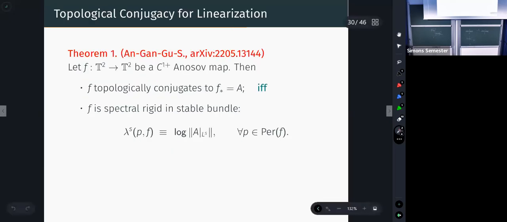Now, that's our first result, which gives necessary and sufficient conditions telling you when an Anosov map is topologically conjugate to its linear part. This is equivalent to your unstable bundle being integrable, if and only if you are spectrum rigid in the stable bundle. That is, at all the periodic points of F, the Lyapunov exponents in the stable bundle are equal to the Lyapunov exponents of its linear part. Okay, that's if and only if.